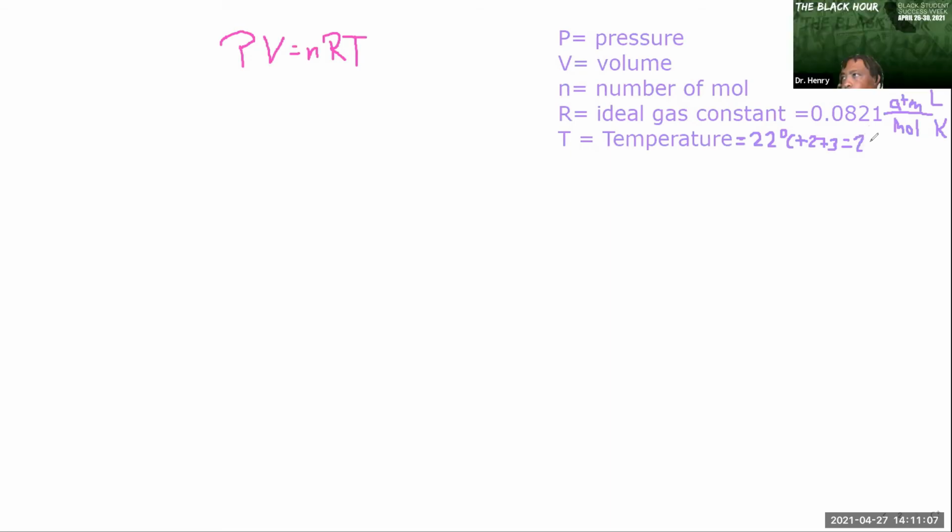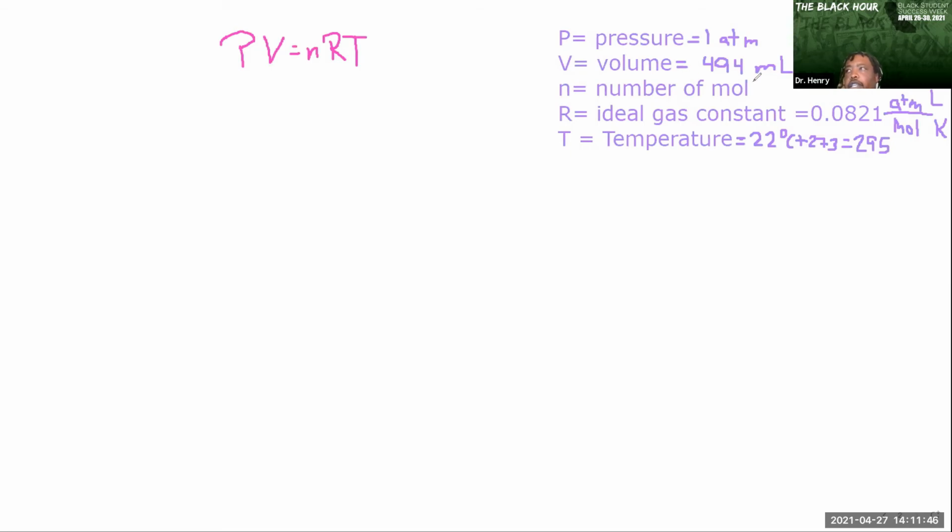So that's 295. We're going to assume our pressure right now is 1 atmosphere, 1 ATM. We're going to have our volume from what we just calculated. What did I calculate my volume to be? 494, and that's milliliters, yes.